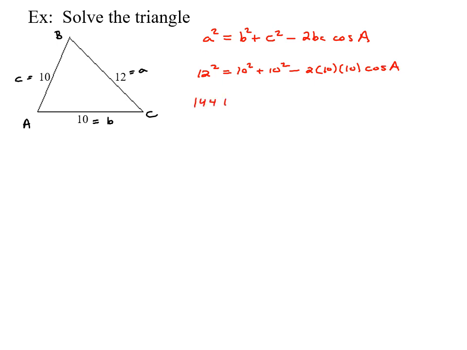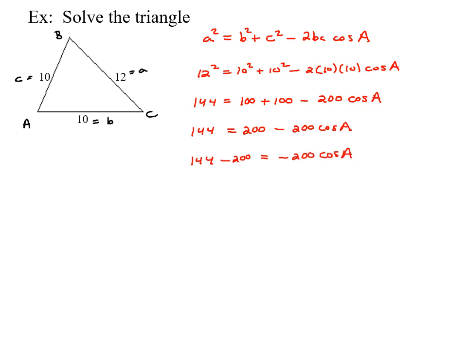So this is 144. Oops, that's 12 squared. 10 squared is 100. So I'll have 100 plus 100. And then 10 times 10 is 100 times 2 is 200, cosine A. Or 144 equals 200 minus 200 cosine A. Subtract the 200 from the right-hand side to the left-hand side. So I'll get 144 minus 200 equals negative 200 cosine A. So the 144 minus the 200 is negative 56.